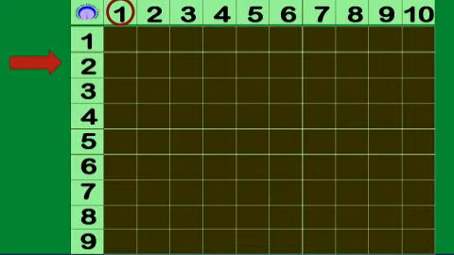Now let's go to the second row. What is 2 times 1? The answer is 2. What is 2 times 2? Answer is 4. How about 2 times 3?